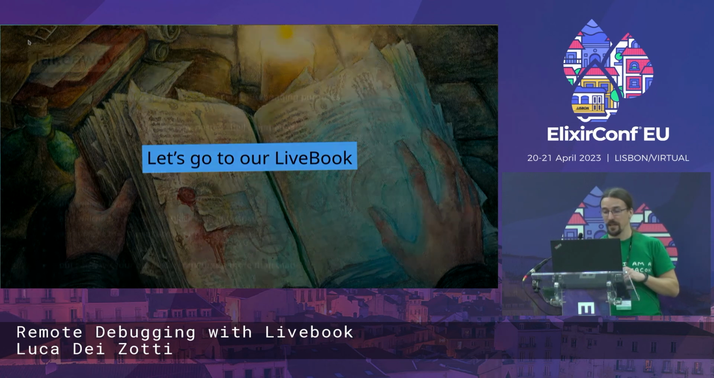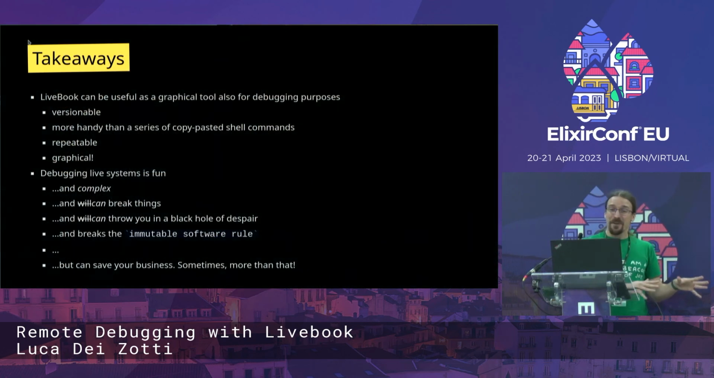We already went to our Livebook. The takeaway I want us to get from this is that Livebook can be useful also as a graphical tool for debugging purposes. That is a non-trivial application, maybe because we have a versionable tool. It is really more handy than copy-pasting stuff in the shell and then exiting because we forgot a parenthesis or stuff like that. It is repeatable, it is graphical, it is a reachable tool.